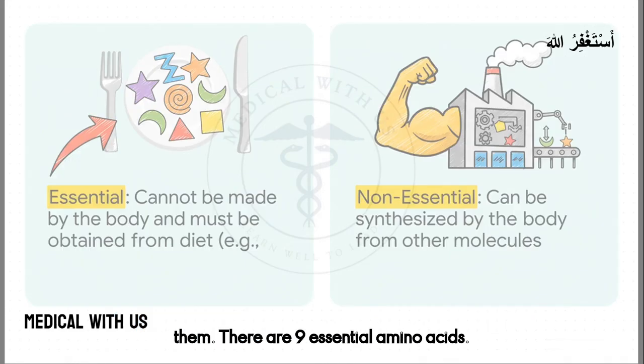There are 9 essential amino acids. Essential here means it is essential that you get them from your food because your body just can't make them from scratch. The other 11 are called non-essential, which simply means our amazing cells can build them on their own when they need to.